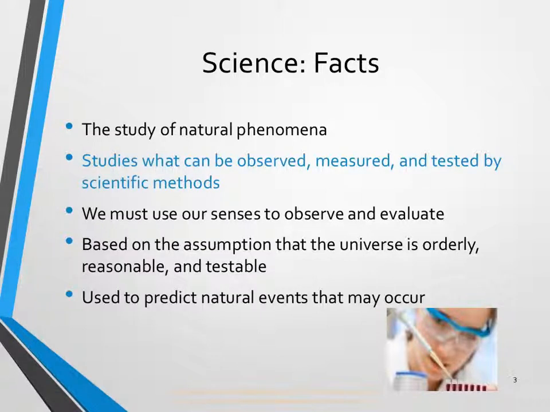So let's start off by talking about some facts about science. The first thing is that science is a natural phenomenon. It just happens naturally without anyone necessarily advocating or pushing for certain things to take place. Science is considered studies that can be observed, so we can see them, measured, and tested by scientific method. To utilize science, we use our senses to observe and evaluate, and we base those assumptions on how the universe is naturally ordered, where, for the most part, what we see will be reasonable and testable, and we can also use science to predict natural events that may occur. So here's where I'm going to build in some wait time.